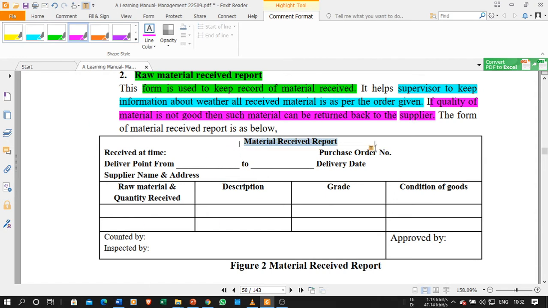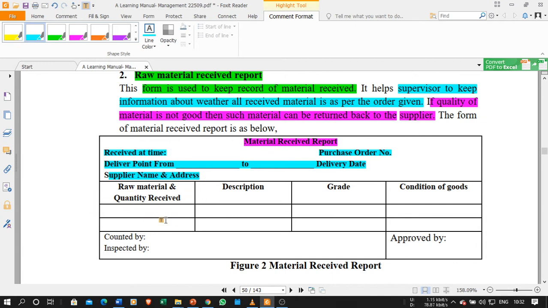So this is your material received report, in which what are the major parameters: received at time and date. Time and delivery date, deliver from point to and delivery date. These are the very important thing. At what time you are received, when it was delivered, okay, and at delivery date, your purchase order number over there, supplier name and address, okay, and raw material and quantity received.